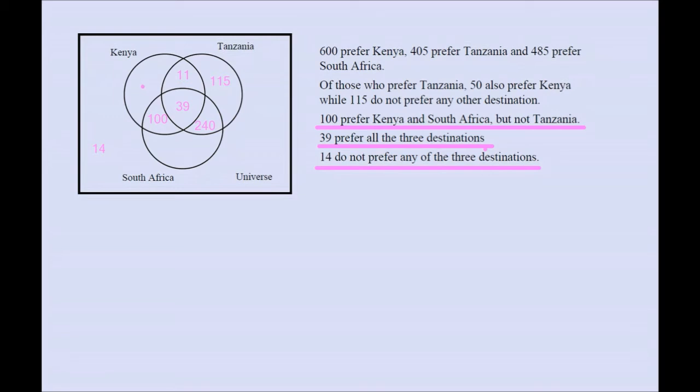And how do I find out what goes here? From 600, I'm going to subtract the sum of the following three numbers: 11, 39, and 100. And I'm getting 450.